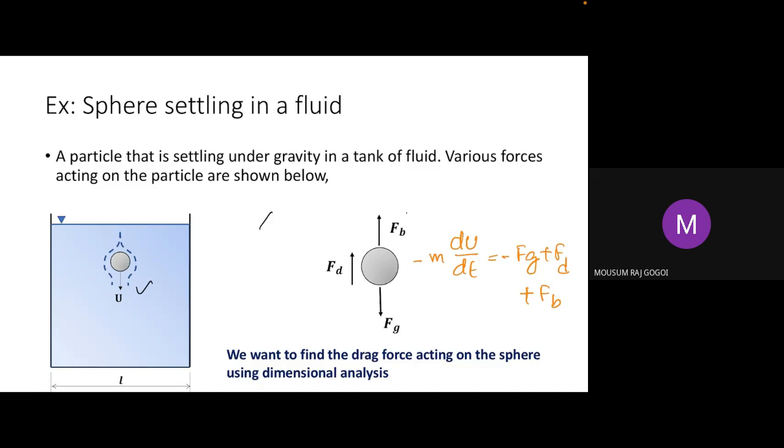If you see this expression, we can write Newton's second law for this particle, minus m du dt, balanced by these three forces. So we want to find the drag force acting on the particle using dimensional analysis with the Buckingham Pi theorem. Is it clear till now?